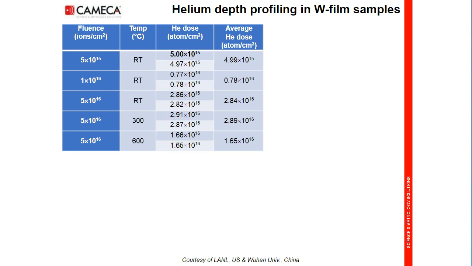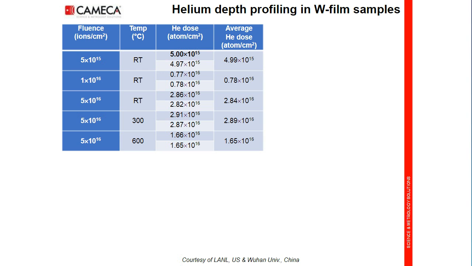The results of the dose values are shown here for the 6 film samples. 2 depth profiling measurements are performed for each sample. Note that no helium could be detected in the pristine film, as expected. Data demonstrate that an excellent data repeatability could be achieved for helium measurements in these film samples.